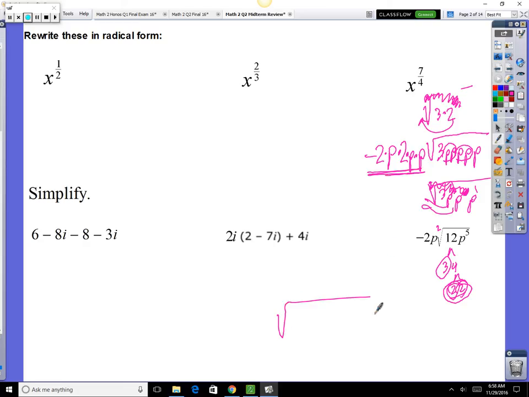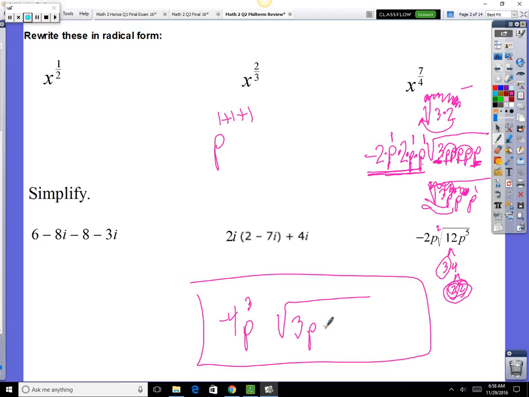So your final answer, on the outside you got a negative 2 times 2, that should be a negative 4. Then you got p times p times p, so that's p. When you times letters, you add 1 plus 1 plus 1. This exponent's a 1, this exponent's a 1, this exponent's a 1. So anytime you times letters, you add up the exponents. So you should have p cubed. And then on the inside, we just got this 3 here. And you got a p left over. And that is your answer.